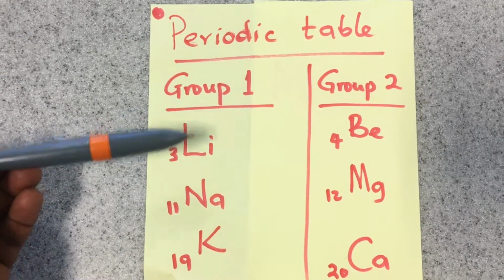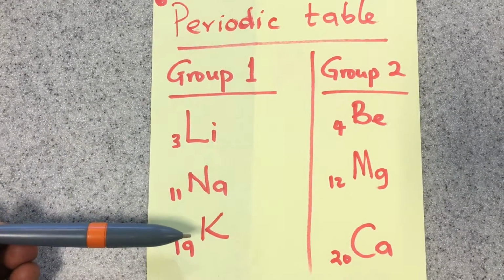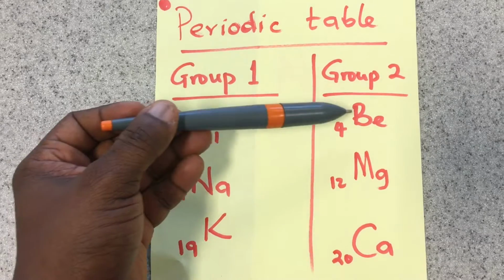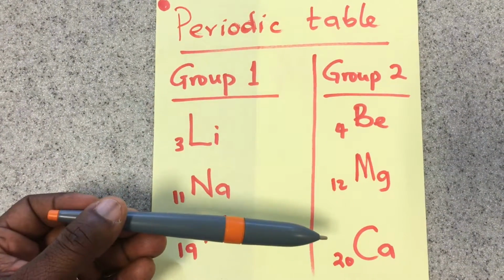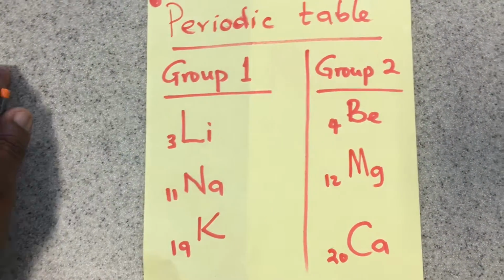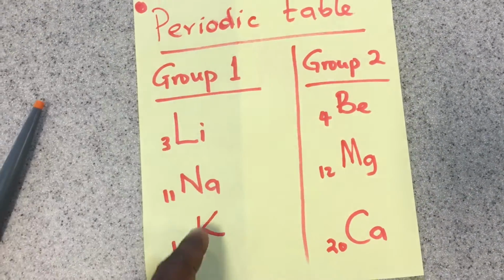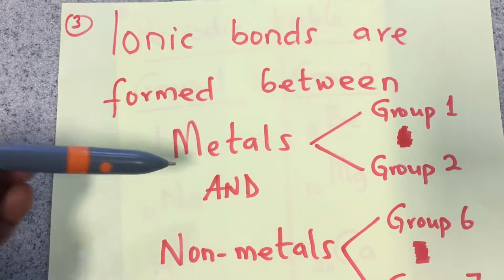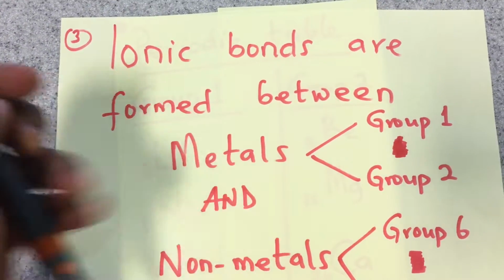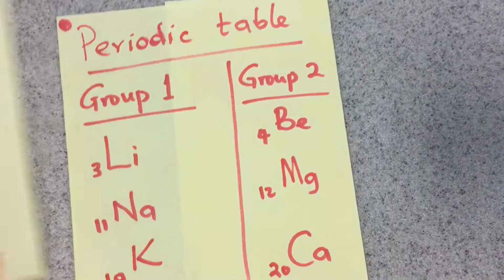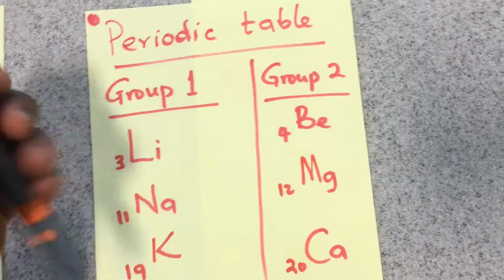So group 1, we have lithium, sodium, and potassium. Group 2, we have beryllium, magnesium, and calcium. We'll stick to these three today. So these are our metals. Remember, our metals are our group 1 and group 2.